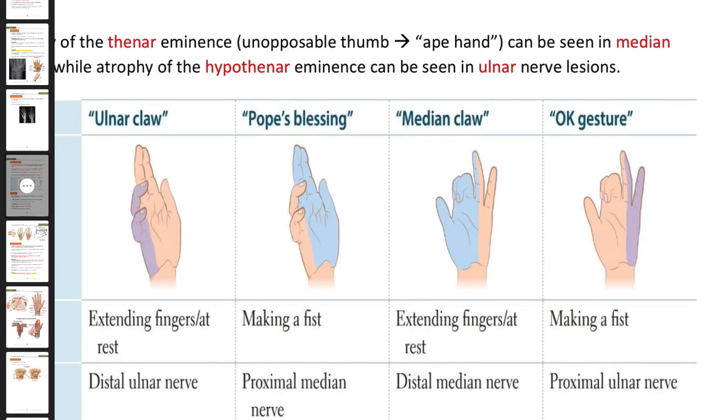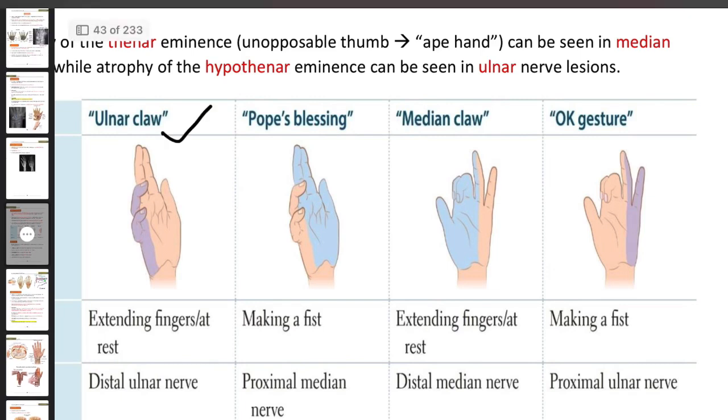So in summary, I am going to give some brief points. In distal ulnar nerve lesion, in that patient we can see ulnar claw, and the main problem is loss of medial lumbricals, and we can see it in rest only, sorry, not in action. Next one, distal median nerve lesion, we can see median claw hand. The main problem will be loss of lateral lumbricals. We can see this sign mostly in resting position.